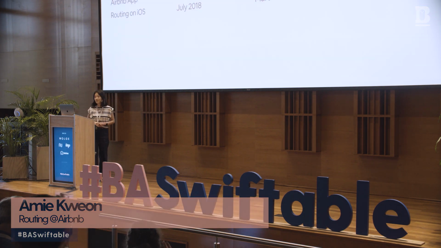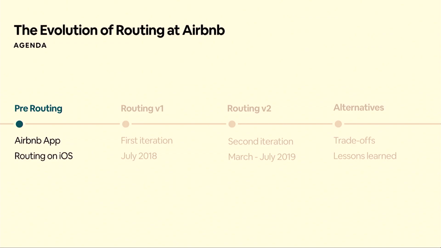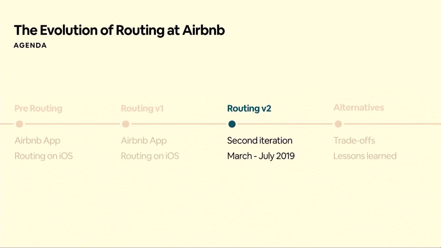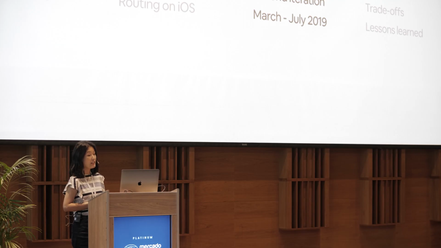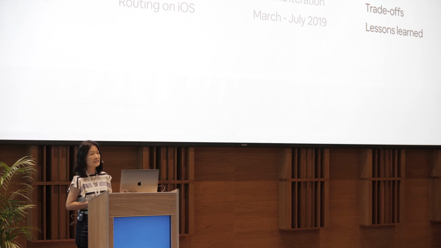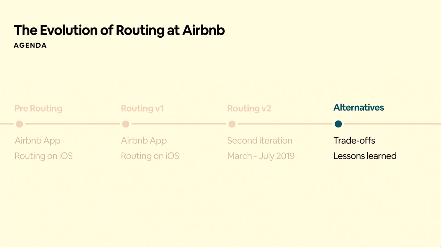This is today's agenda. First, we're going to get a little more context on the Airbnb app and discuss what routing is. Last year, we introduced routing for the first time, and I'm going to show you what kind of problems that we ran into and how we addressed them. And this year, we did another deep dive into routing and came up with an implementation based on intent handlers. And finally, we are going to look at other alternatives and discuss their trade-offs. And I'll close it by sharing some of the lessons that we learned during this process.